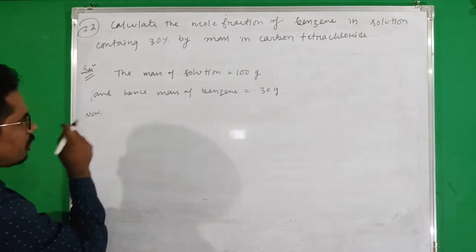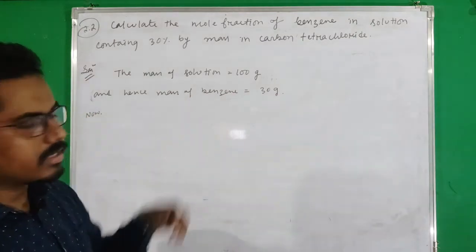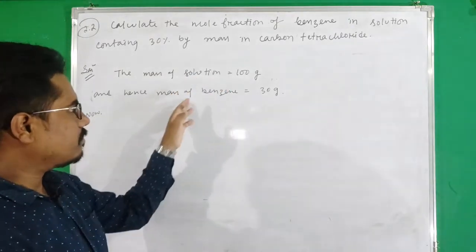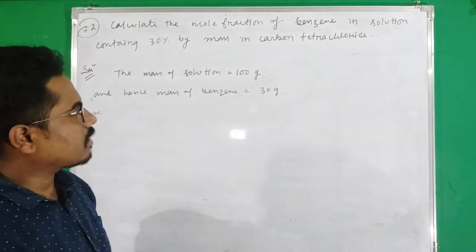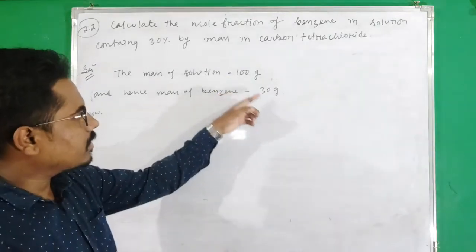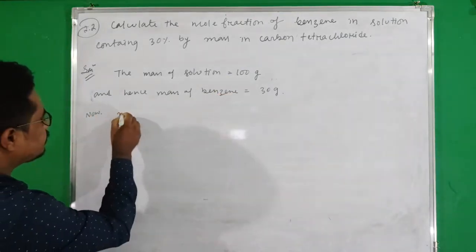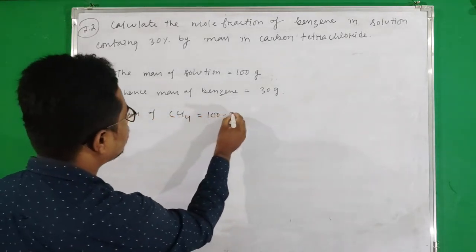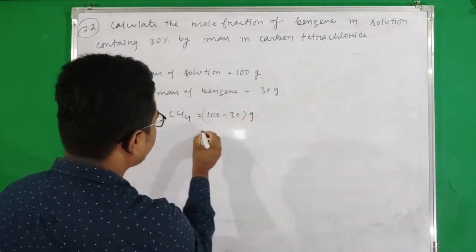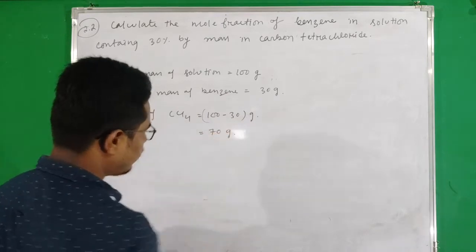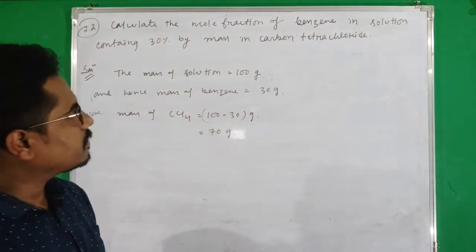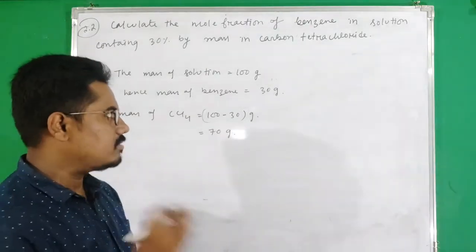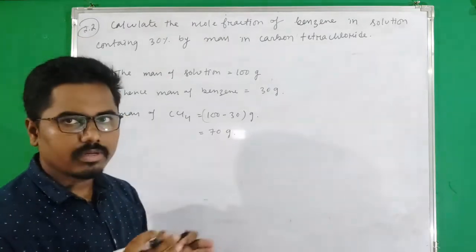Now we will determine the mass of carbon tetrachloride. If the total mass of the solution is 100 gram and mass of benzene is 30 gram, then mass of carbon tetrachloride will be 100 minus 30 gram, which equals 70 gram. In this problem we have to determine the mole fraction, and to determine mole fraction we need the number of moles of solute and solvent.